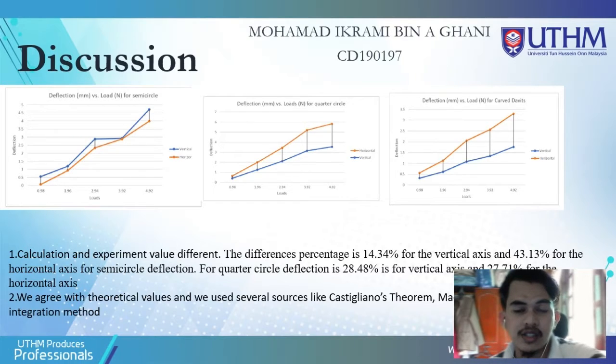The difference percentage is 40.34% for the vertical axis and 43.28% for the horizontal axis for the semicircle deflection. For the quarter circle deflection, it is 28.48% for the vertical axis and 27.71% for the horizontal axis. We agree with the theoretical value, and we used several sources like Castigliano's theorem, the Macaulay method, and the double integration method.